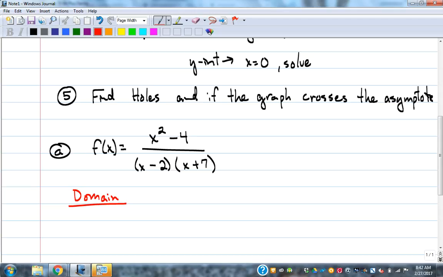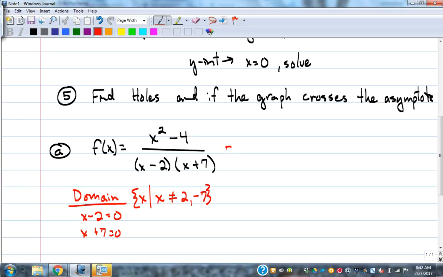So the domain, how do we get that? Set x minus 2 equal to 0, x plus 7 equal to 0. And we get x can't be what? 2 or negative 7. Remember, you have to change the signs on those. We can do interval notation if we want to, but we'll stop there. We have a lot of other fish to fry in this.